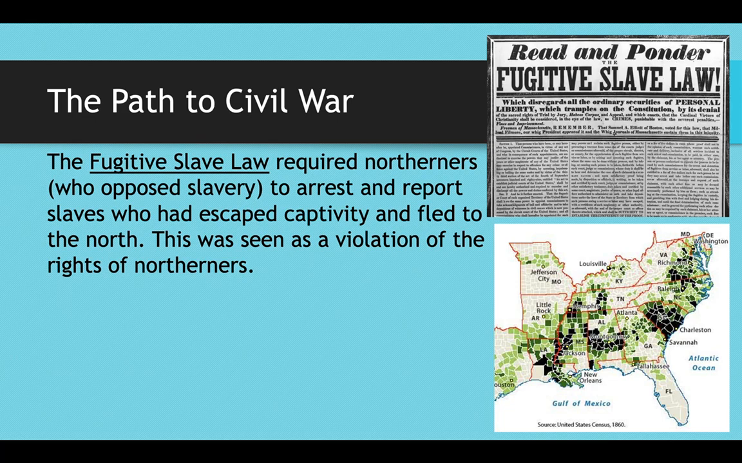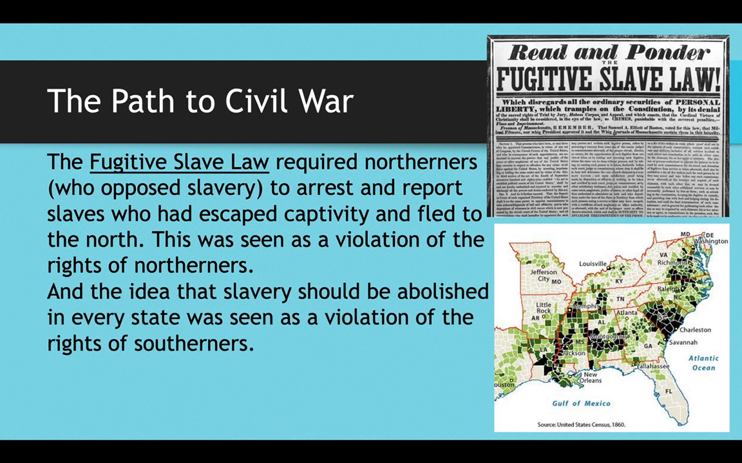And this was seen as a violation of the rights of Northerners. Northerners said, why should we have to uphold a law that doesn't even exist in our states, that slavery exists, that we completely oppose? Why should we have to violate our consciences and send fugitive slaves back to be tormented? So this idea that they would have to do this was seen as a violation of the rights of Northerners.